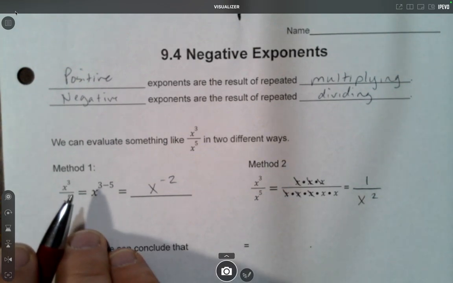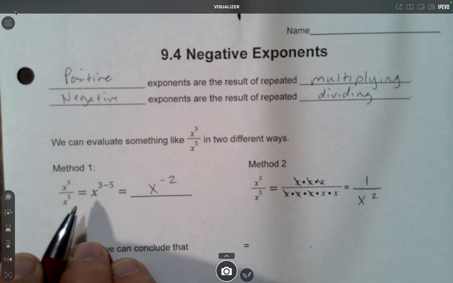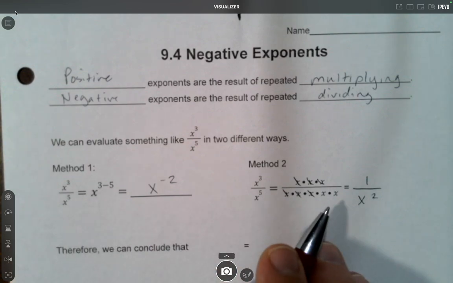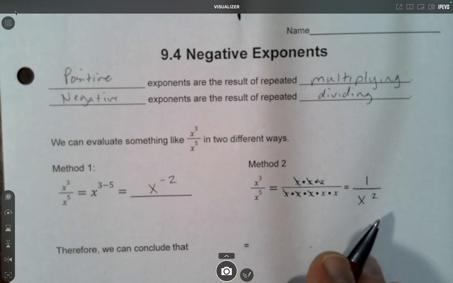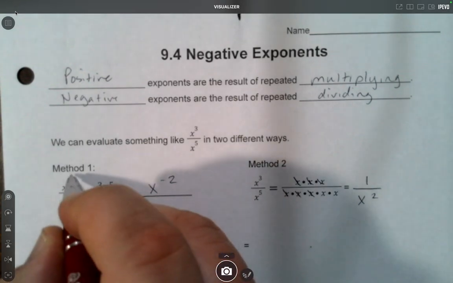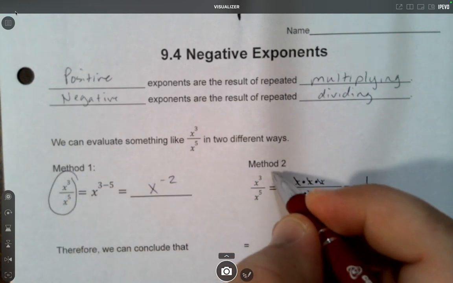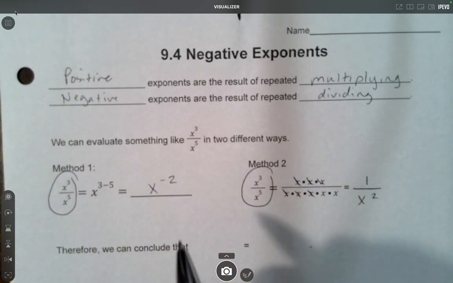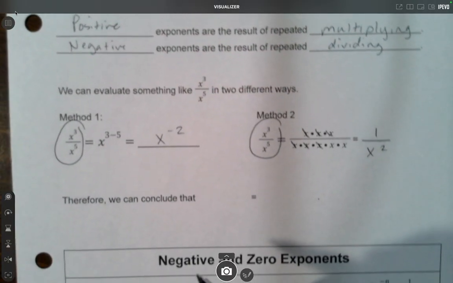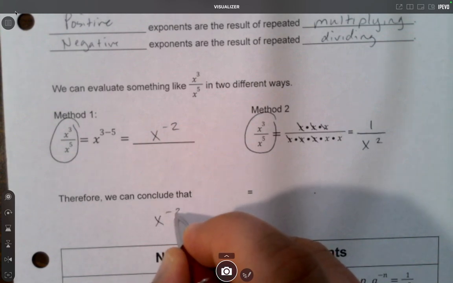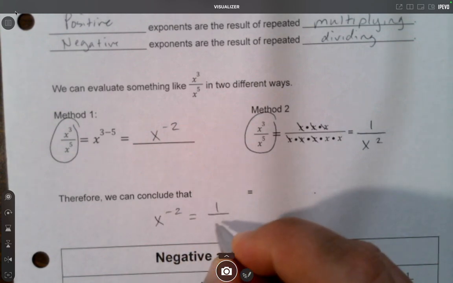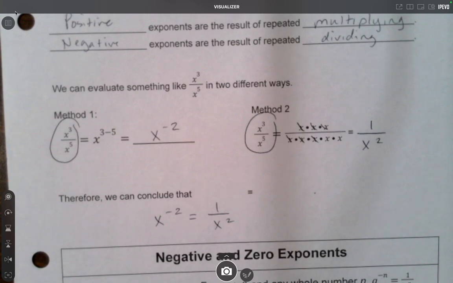So if you look, we just used the rule we learned earlier, and we also used the expanded form to think about what these two things really mean. We got 1 over x squared. We started with the same thing both times, and we just used 2 different methods to simplify it. So what that must mean is that x to the negative 2 is equal to 1 divided by x squared.